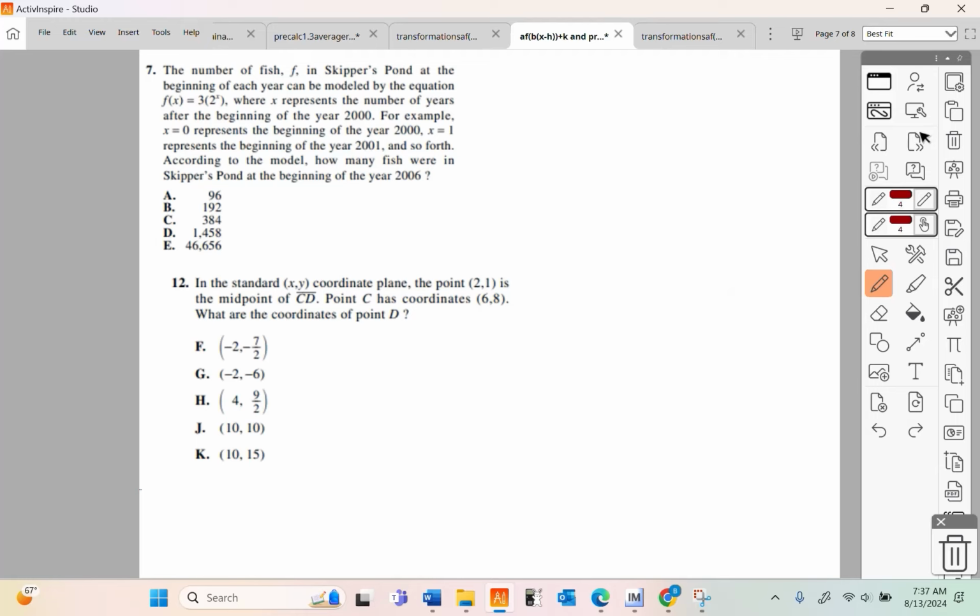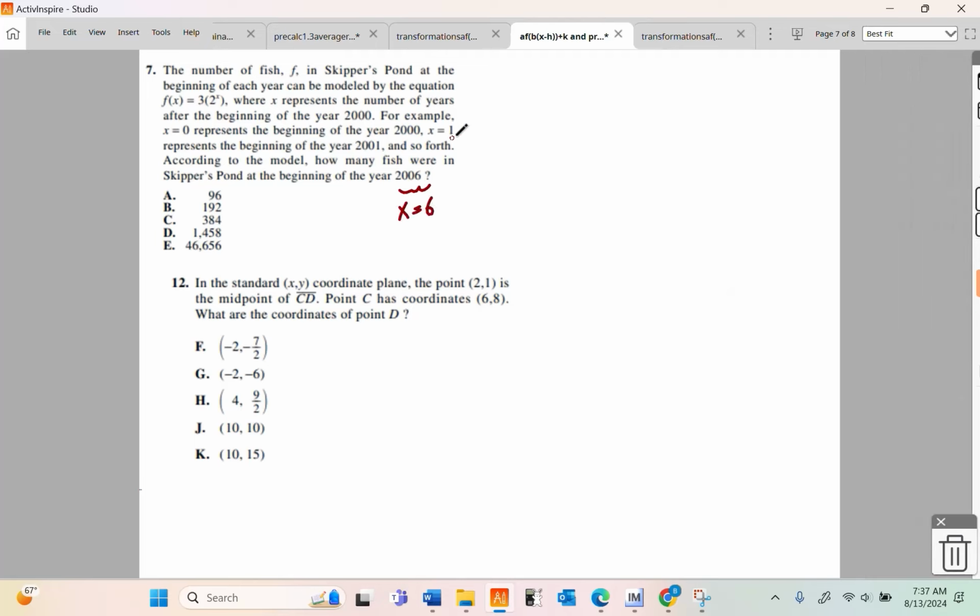7, the number of fish F in Skipper's Pond at the beginning of each year can be modeled by the equation, exponential growth, 3 times 2 to the x, where x represents the number of years after the beginning of the year 2000. For example, x equals 0 represents the year 2000, 1 is 2001, and so forth. According to the model, how many fish were in Skipper's Pond at the beginning of 2006? So if we're talking about 2006, x is 6, because we can read this text up here and follow along, I think. Let's double check that. 2001, 2002, 2003, 2004, 2005, 2006. Yes, I held up 6 fingers. I counted with my fingers just to make sure.